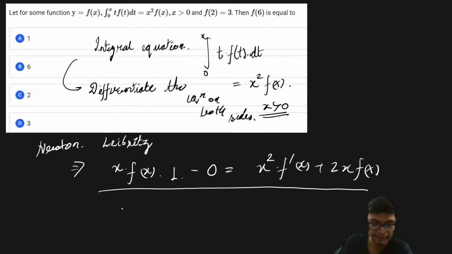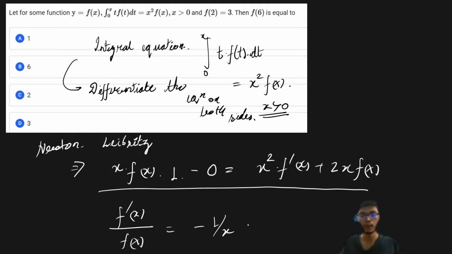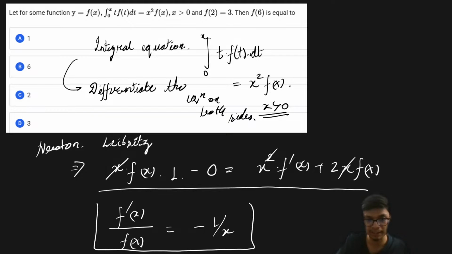And from here, what you can see is that f dash of x by f of x is equal to minus of 1 upon x. What I'm doing basically is cancelling out one x, because x is given as greater than 0, so it is not equal to 0, and I can cancel it from the entire equation. Therefore, I'm left with a differential equation like this, right?